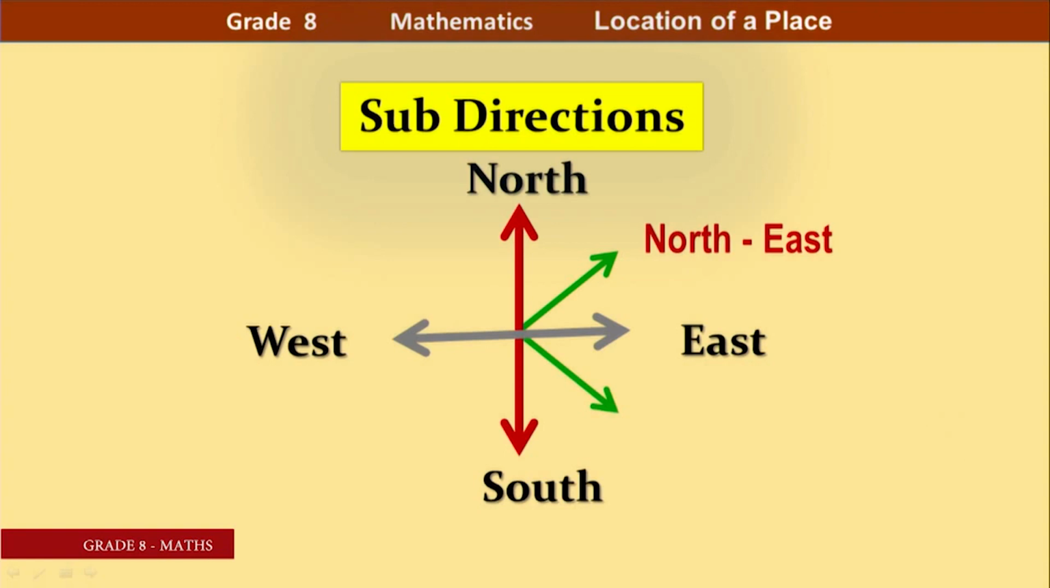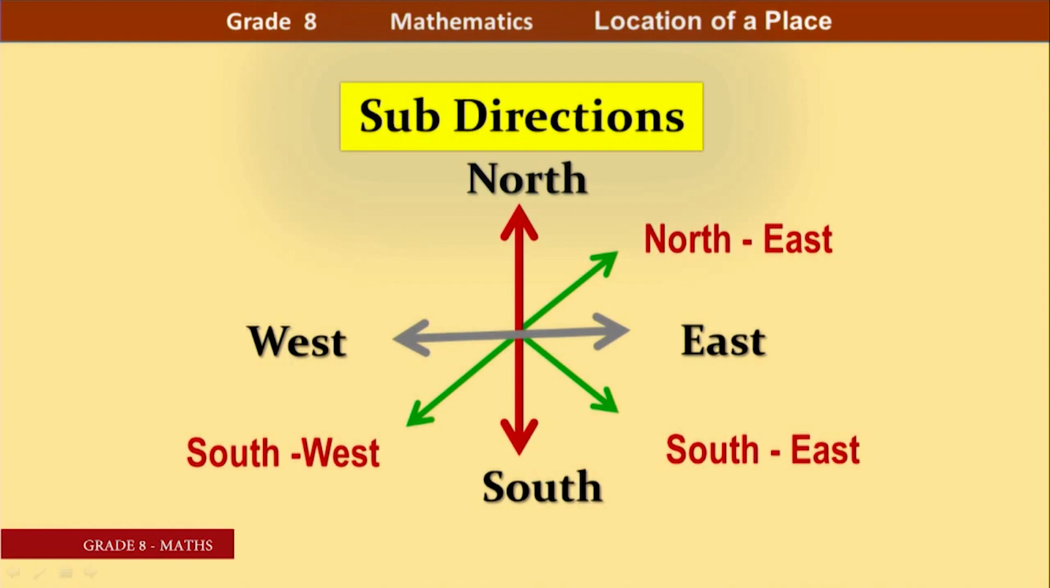Next subdirection is in between east and south. The priority is given to south direction. So, we call it southeast. Then, subdirection between south and west, priority is given to south, we call it southwest. Finally, subdirection between north and west, priority is given to north, so it is called northwest. So, main directions are north, east, south, west, subdirections northeast, southeast, southwest, northwest.